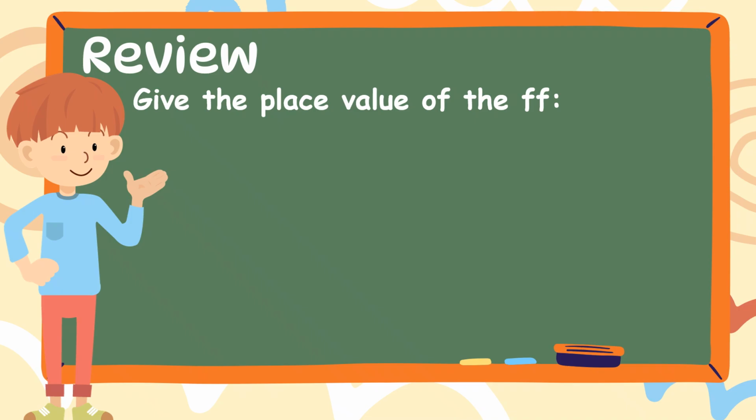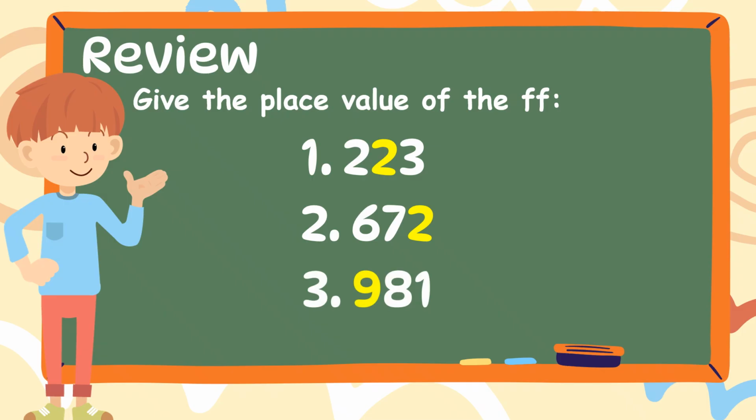Now let's have a review. I want you to give the place value of the following. What is 2 in 223? Right, it's tens. 672. What is 2 in there? Right, ones. How about 981? What is 9?